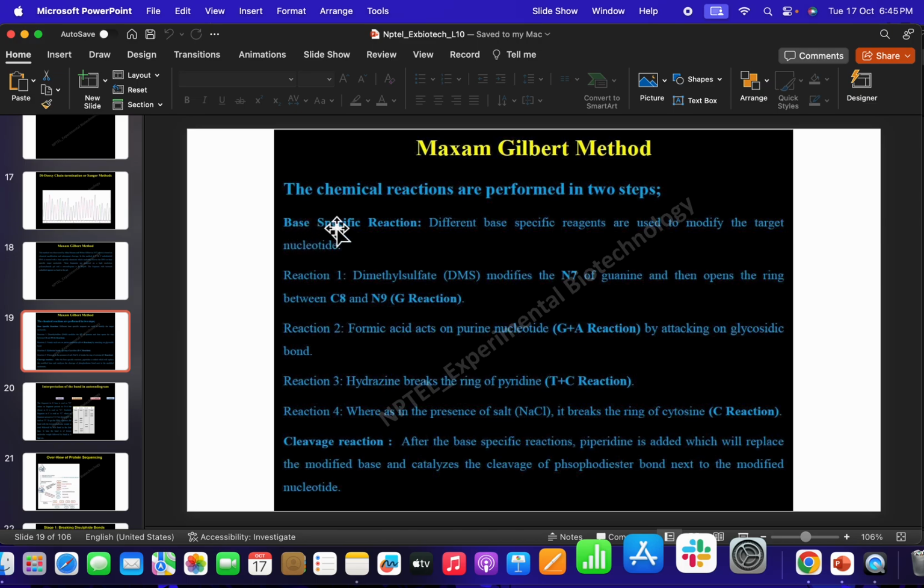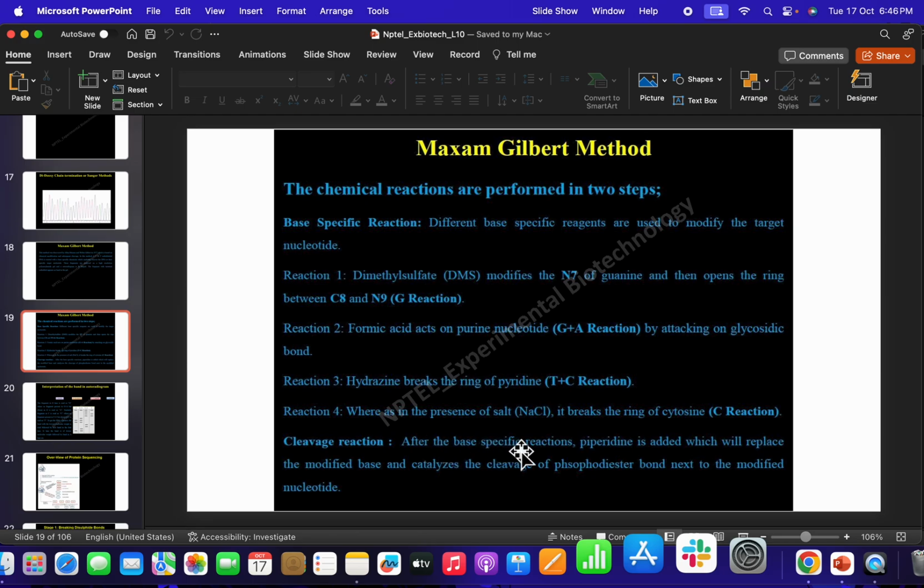At first, base specific reactions. Different base specific reagents are used to modify the target nucleotide. Reaction 1, dimethyl sulfate modifies N7 of guanine and then opens the ring between C8 and N9. Reaction 2, formic acid acts on purine nucleotides, the G plus A reaction, by attacking the glycosidic bond. Reaction 3, hydrazine breaks the ring of pyrimidines, the T plus C reaction. Reaction 4, in the presence of salt, it breaks the ring of cytosine.